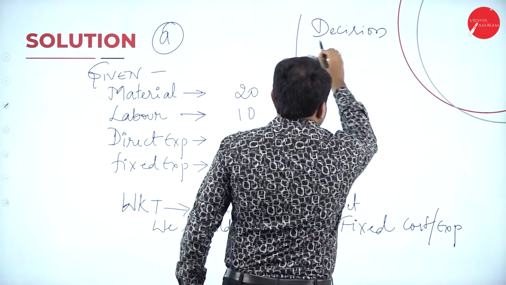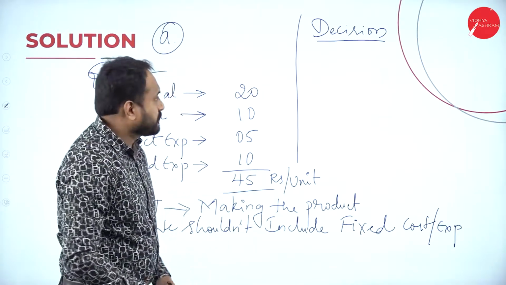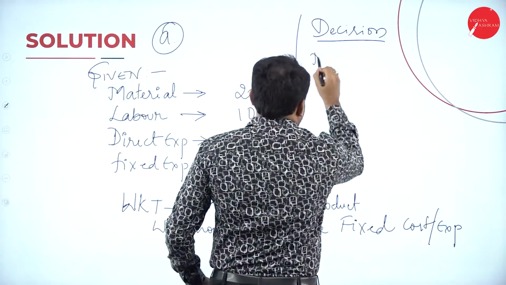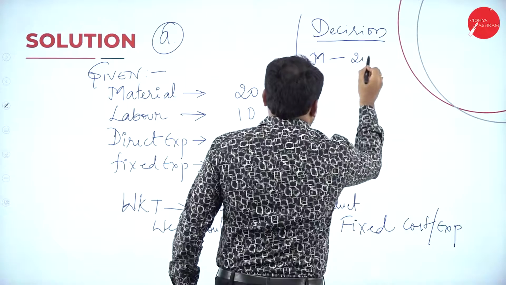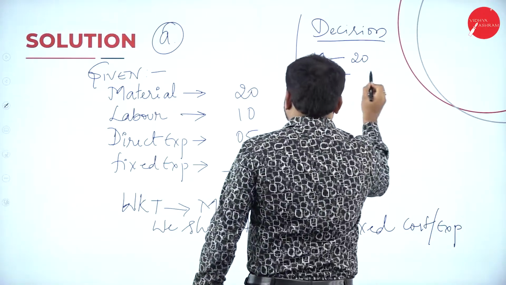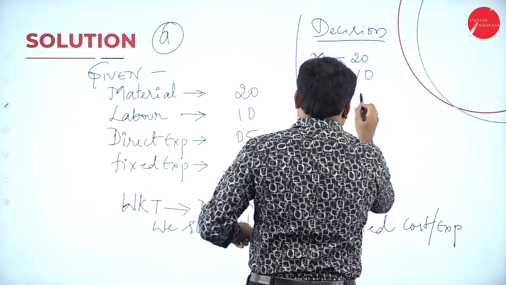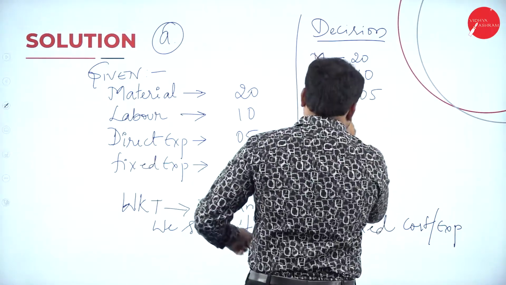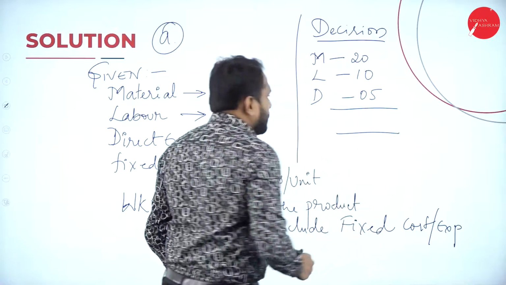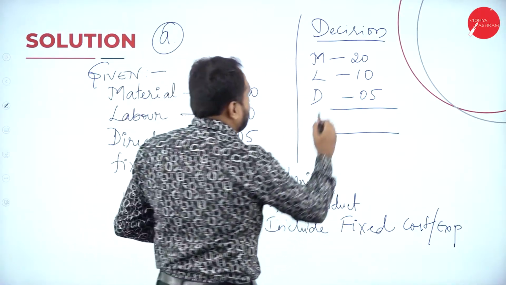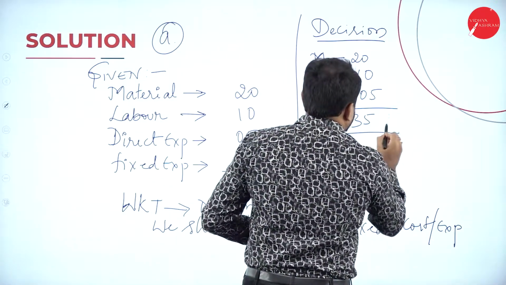What type of a decision will you actually take? Again, you are supposed to write here. Material is 20, then labor is 10. Next, direct expenses is 5 rupees. Now we will not include fixed. So totaling those things, we have here 35 rupees.